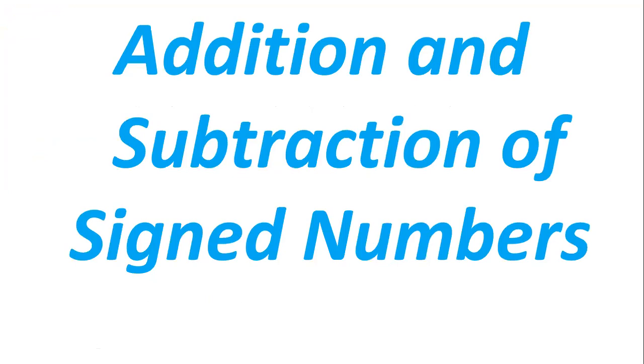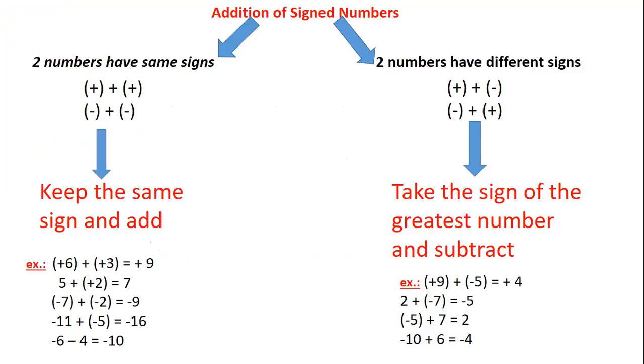Now I will start talking about addition and subtraction of signed numbers. Addition of signed numbers, we have two cases. Either we are adding two numbers that have the same signs. If I am adding a positive number with a positive number or a negative number with a negative number, here to get the answer, if I am adding a positive number with a positive number, my answer will be positive and I add the numbers.